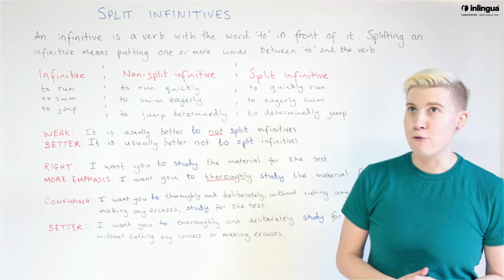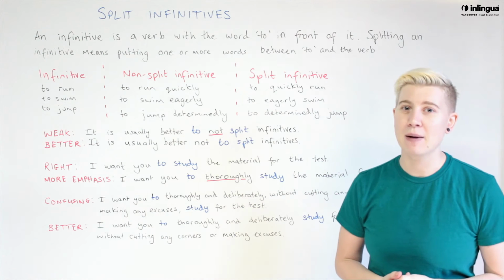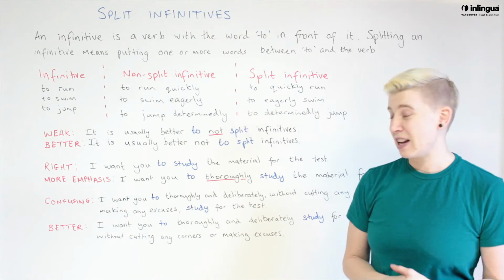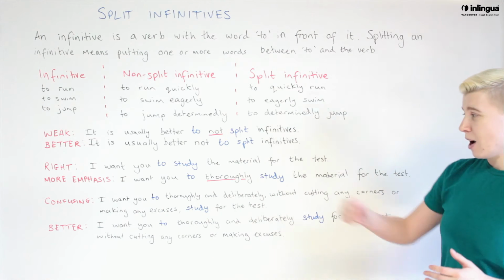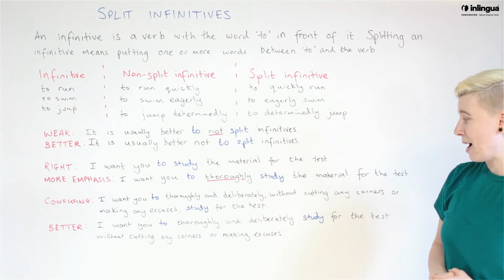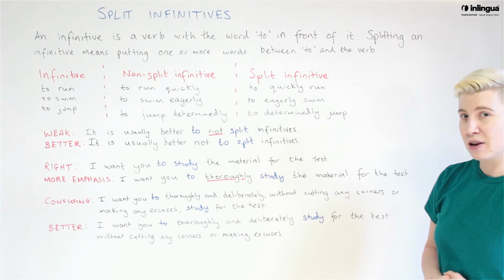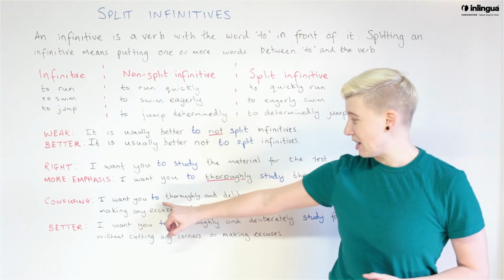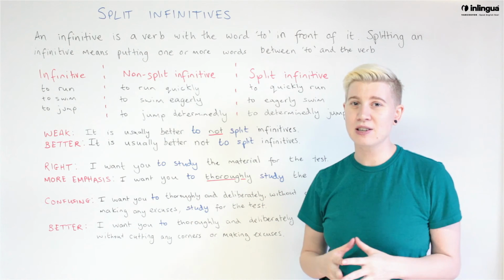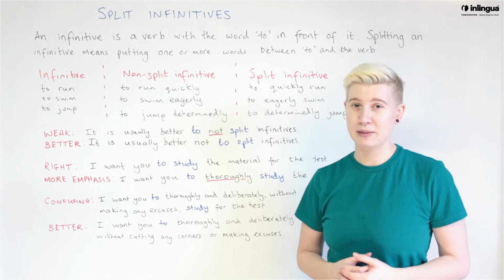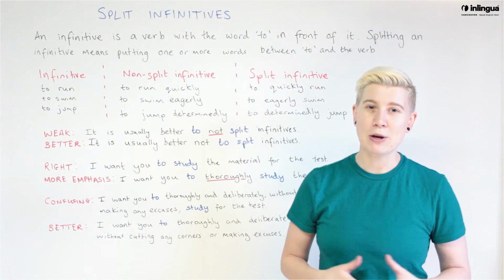Sometimes our sentences can get really confusing when we split an infinitive, and we have to think carefully about our sentence structure. Here is a confusing sentence. I'm going to move out of the way so we can look at it together. "I want you to thoroughly and deliberately, without cutting any corners or making any excuses, study for the test." As you can see, "to" and "study" are really separated, which makes this sentence complicated. It's a little confusing.